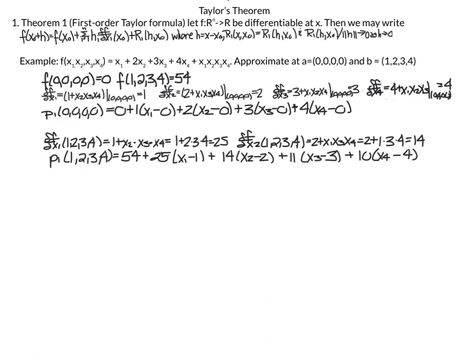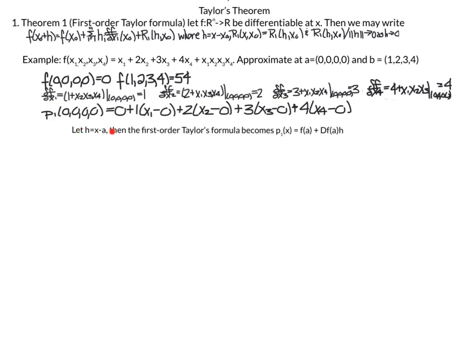And then I didn't calculate df/dx3, but it will equal 11 once you evaluate it at (1, 2, 3, 4). And then you need to multiply by h3, which is going to be x3 minus our third coordinate, and then our df/dx4 evaluated at (1, 2, 3, 4) will give us 10, and then times h4, which is x4 minus our fourth coordinate. So this will be P1, evaluated at (1, 2, 3, 4).